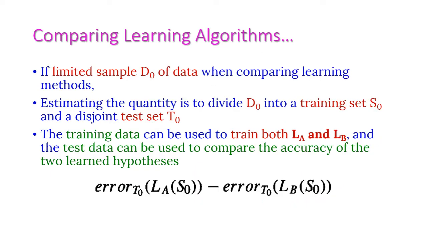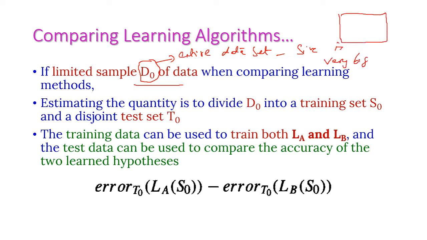Now consider a limited sample D0 of data when comparing the learning methods. Here D0 is nothing but the entire data set, of very huge size. From this we take some data for training the algorithm. This is called the training data set, that is the sample, and it is called S0.